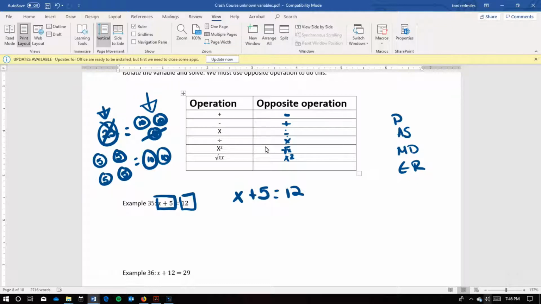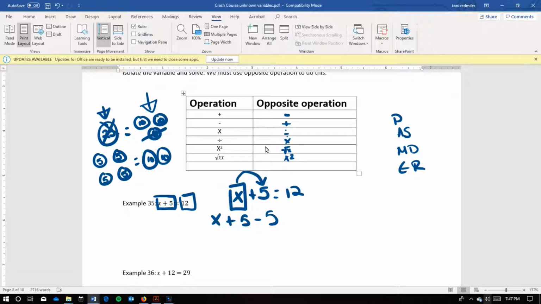And I'm being selfish. I'm looking from the point of view of the x. This is very important because you're going to get the wrong opposite operation if you look at it from the 5's point of view or the 12's point of view. We have to look at it from the x because the x is what I'm trying to get by itself. So if I look at it from the x point of view, the 5 is adding to the x. Well, opposite operation says to undo it, I have to subtract. Let's see what happens. What's plus 5 minus 5? Well, it's 0. The identity property tells me if I add or subtract a 0 to anything, it doesn't change it.